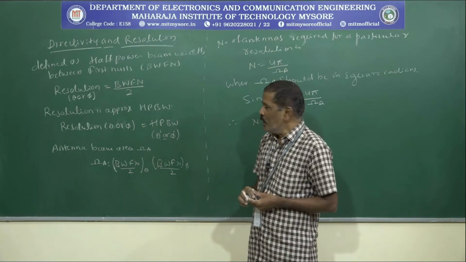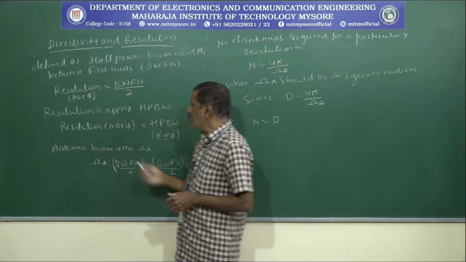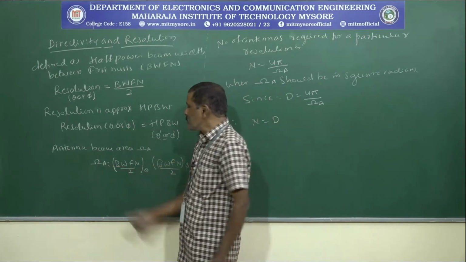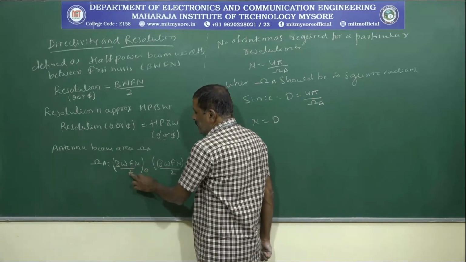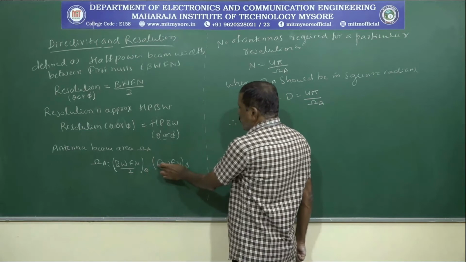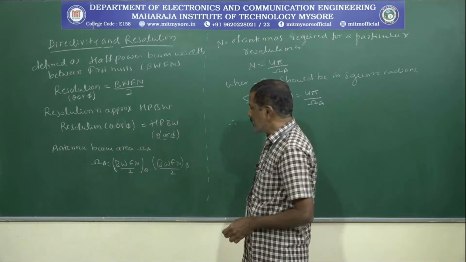We know that antenna beam area is equal to omega A, and omega A is equal to bandwidth between the first nulls divided by 2 in the vertical plane, into bandwidth between the first nulls divided by 2 in the horizontal plane.